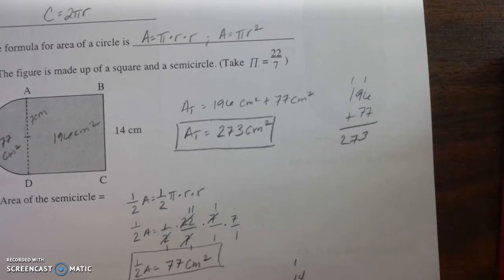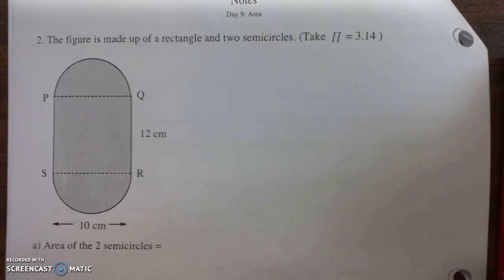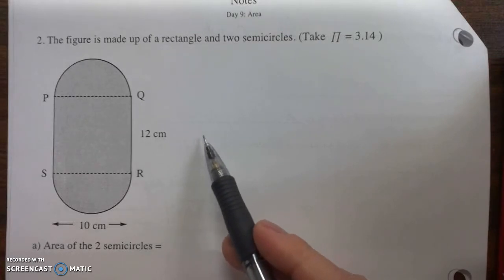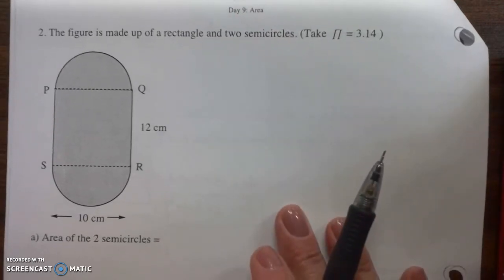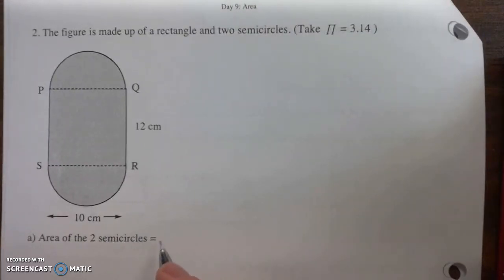All right, so make sure you have all those notes. Okay, let's take a look at this next composite shape that you have on the next page. This time you have a figure made up of a rectangle and 2 semicircles, and we're going to use 3.14 for pi. So the first question asks me to find the area of the 2 semicircles.